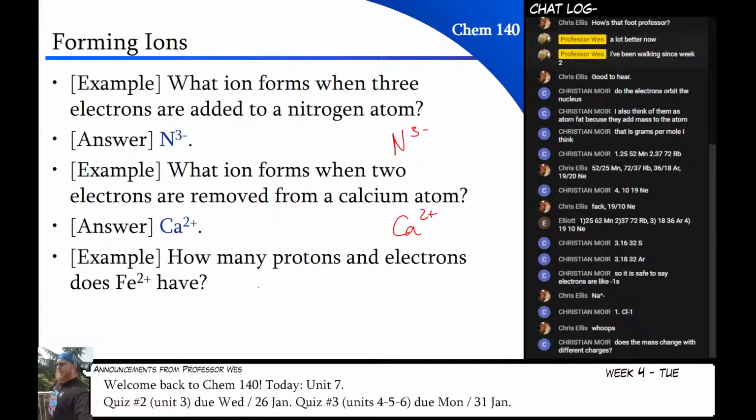Can you count protons and electrons? Sure we can. So if I know that the charge is +2, and I know that iron must have a certain number of protons according to the periodic table, it's 26. How many electrons would it have? Well, it would have 2 fewer, right? So that would be iron with a 2+.